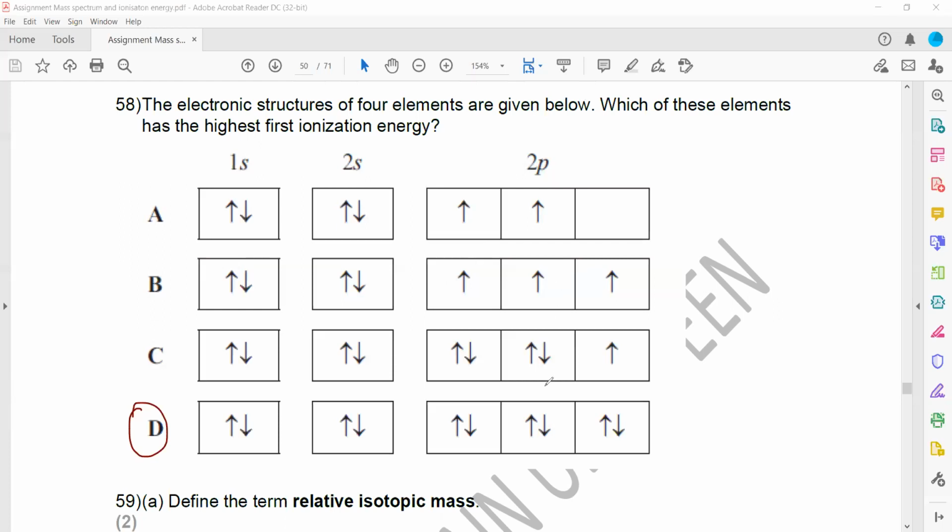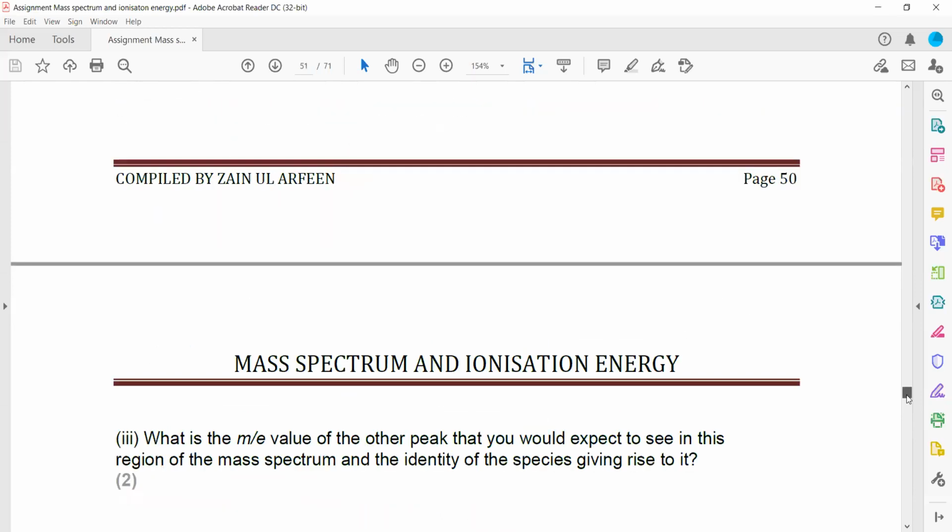What about the repulsion? Yes, there will be repulsion, but when we move across the period, the size is decreasing. So there is repulsion between the electrons, but the size is much smaller and the nuclear charge is much greater. That's why it becomes difficult to remove an electron. Even though there are pairs of electrons, because the size is smaller and nuclear charge is greater, it will be much more difficult to remove an electron from this atom.